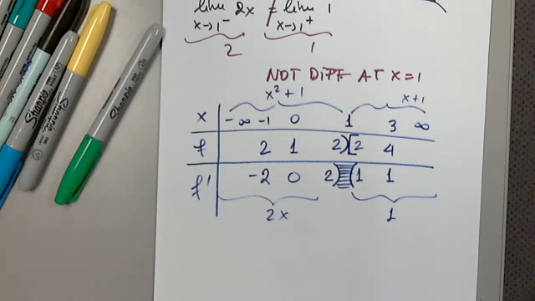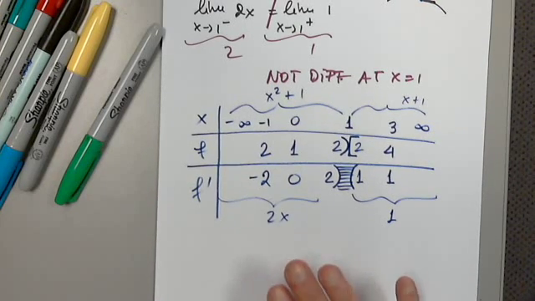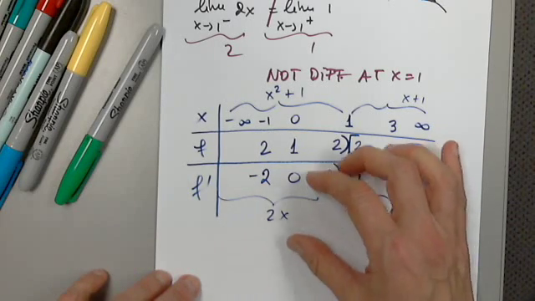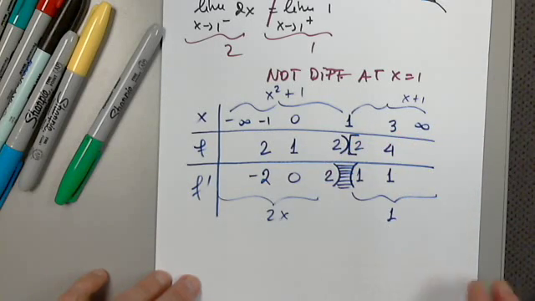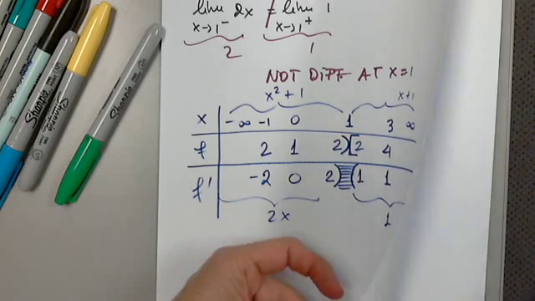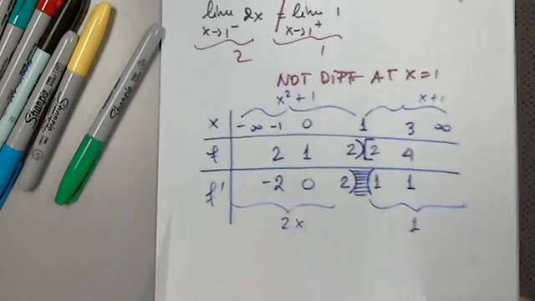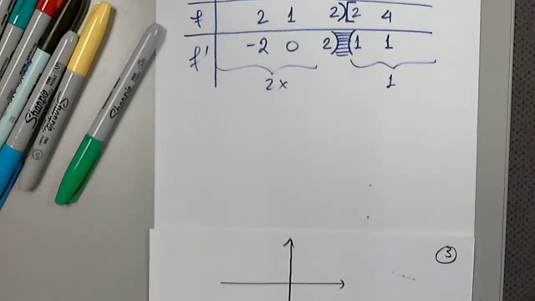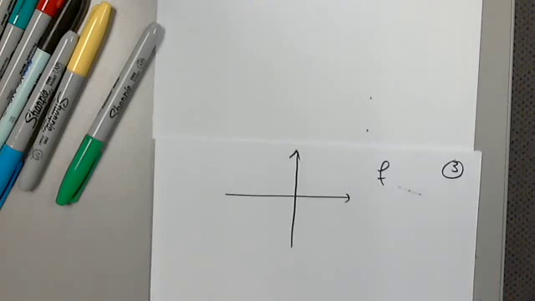So now make sure that you have enough room. I will not graph them here because I don't have enough room to put one graph under the other. The top graph will be f, the bottom graph will be f prime. So I have to move to the next page. So this will be the graph of f, and this will be the graph of f prime.